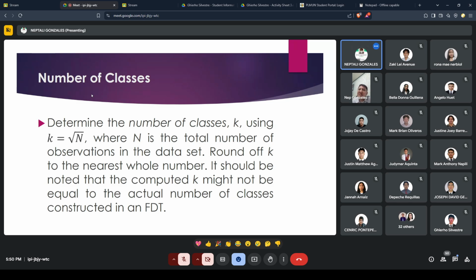But most particularly, it is equal to the actual number of classes constructed in an FDT. If it is not equal, there is a margin of error of plus minus 1. So meaning if the number of classes, let's say, is 8, that is the exact number of classes. If your computation will give you 7 or will give you 9, it's also okay, for as long as it is within the margin of error.